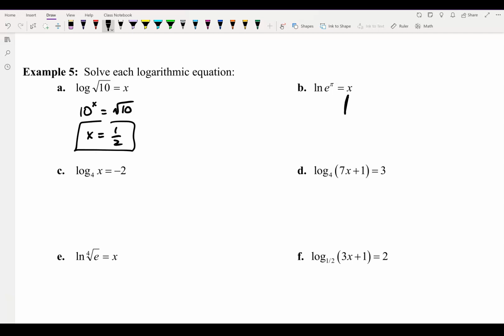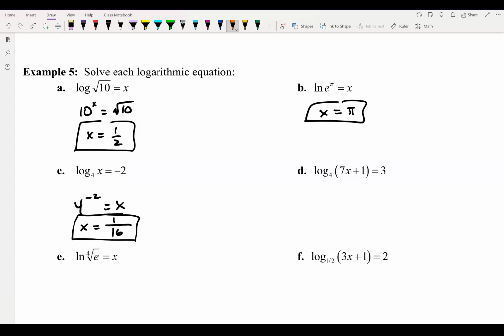Over here, they want to know what is the exponent, right? ln of e to the pi. What exponent on e gives you e to the pi? That's just x equals pi, right? Here we want to take our base of 4, right? You could do this one this way. You could do a lot of these this way, really. But 4 to the negative 2 power equals x. So x equals 1 over 16.